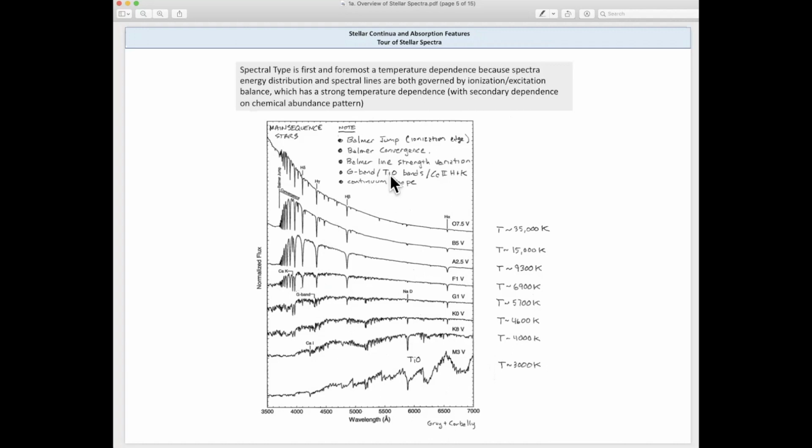You have your titanium oxide bands. Those show up only in the coolest stars where you really are cool enough for titanium and oxygen to bond into molecules. A next telltale sign is your calcium H and K. And then I didn't write it here, but you also have your sodium I D lines. You can see sodium I gets stronger as you get cooler. And calcium II has a situation where it also balances out. As you go cooler, you don't see the calcium II lines, but as you get a little warmer, you get the calcium II line showing up.